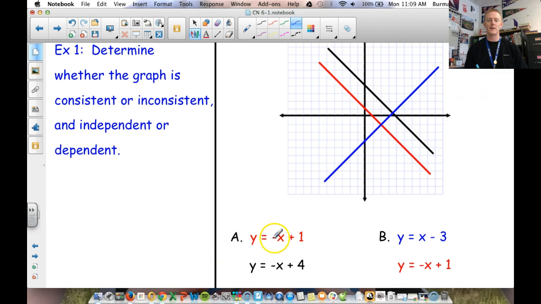We have y equals negative x plus 1. So we start up 1 and it's going down. That's this red line right here. And then we have negative x plus 4, which happens to be this blue line. Okay, I'm sorry, this black line.